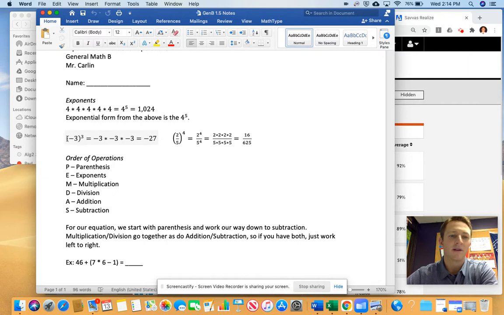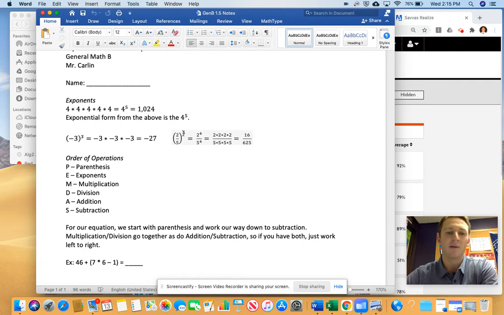Now, if they give us an exponent, for example -3 to the third power, and we want to figure out what that is, we just multiply -3 by itself 3 times. As you can see, there are 3 -3s. A negative times a negative is a positive, and a positive times a negative is a negative, and 3 times 3 is 9, times 3 is 27. So we have -27.